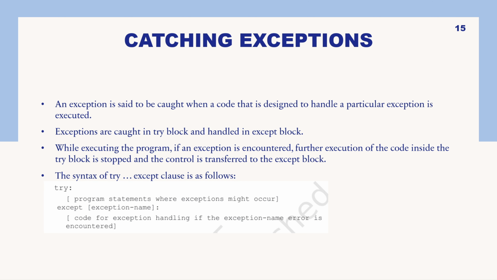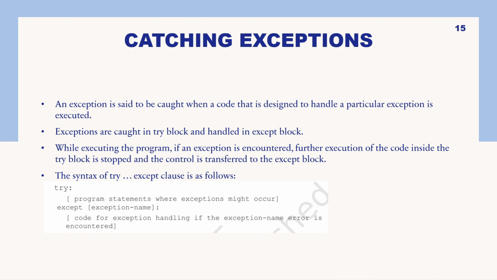We use the keyword try, we put a colon, and in the next line, we start writing the program statements where exceptions might occur. And in the next line, we write except, and in front of it, after a space, we write the name of the exception which might be raised. And remember, this is optional. And inside this block, we write the code for exception handling if the exception error is encountered.